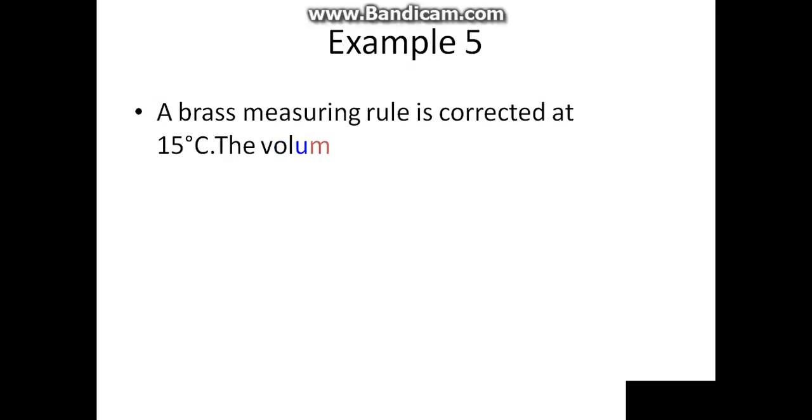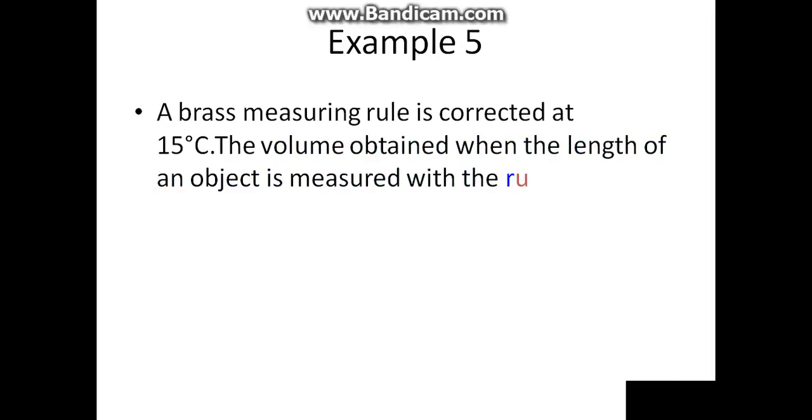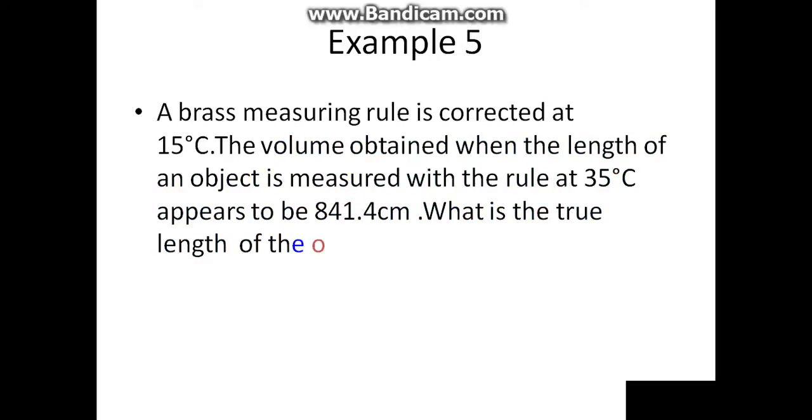Example 5. A brass measuring rule is corrected at 15 degrees centigrade. The length obtained when the length of an object is measured with the rule at 35 degrees centigrade appears to be 841.4 cm. What is the true length of the object?